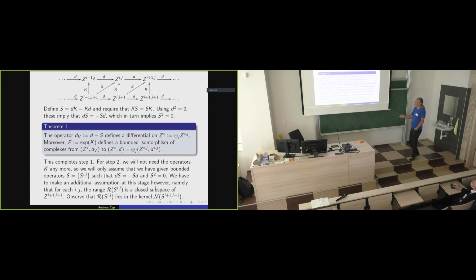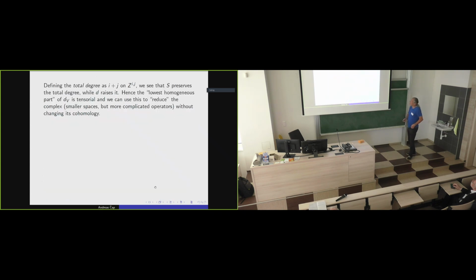Okay, so we always assume that the range is a closed subspace, and then by construction, of course, the range of any of the S's lies in the kernel of the next because they form a differential. Okay, and these are all the assumptions that we need for step 2.